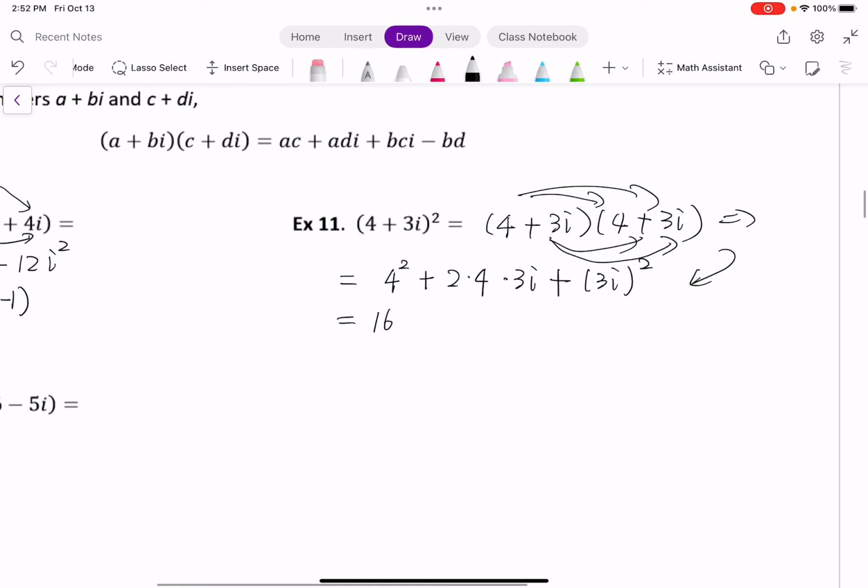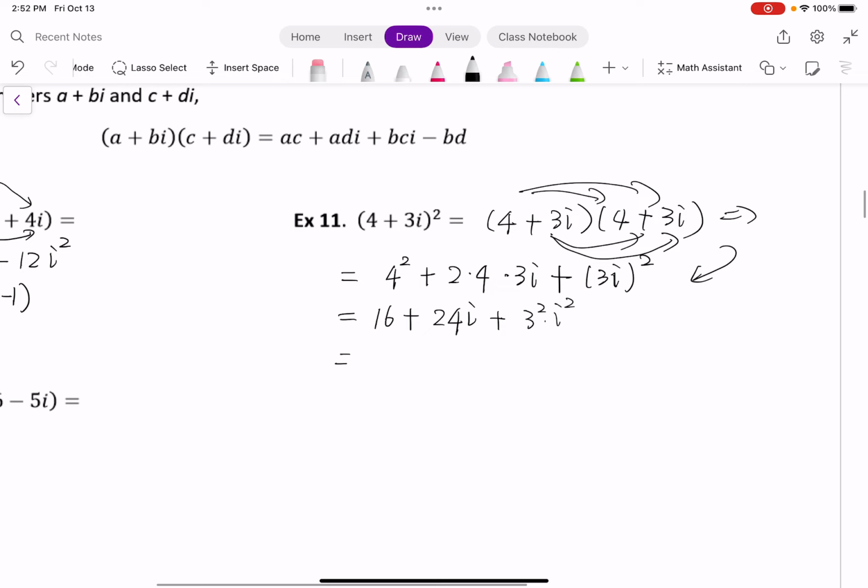We have 16 plus 24i, and then plus 3i squared. That means 3 squared times i squared. Then we can do something on the 3 squared, i squared: 16 plus 24i plus 3 squared is 9. What is i squared? -1. So that means 16 minus 9. 16 minus 9 is 7. 7 plus 24i. So this is the solution.